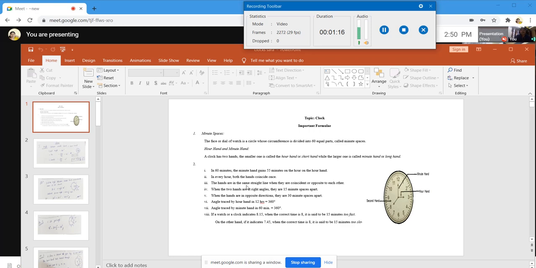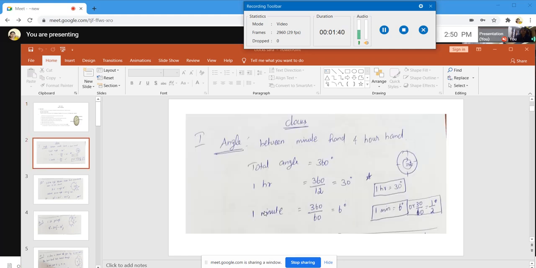Likewise, the hands are in the same straight line when they are coincident as well as when they are in opposite directions to each other. The angle traced by the hour hand in 12 hours is 360 degrees. Likewise, the angle traced by the minute hand in 60 minutes is 360 degrees. So I can go to the next one in order to explain the basic concepts of the problems, right?